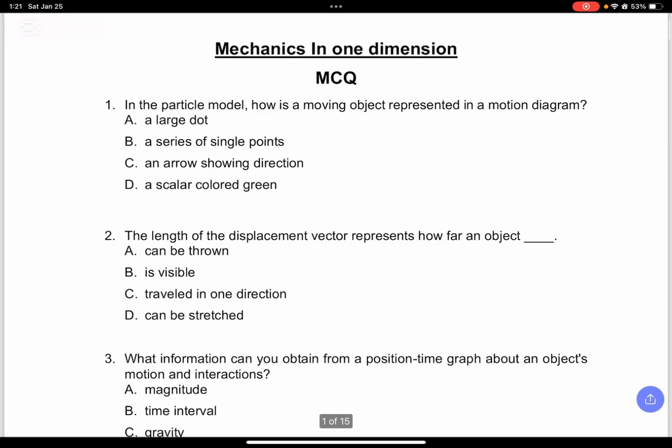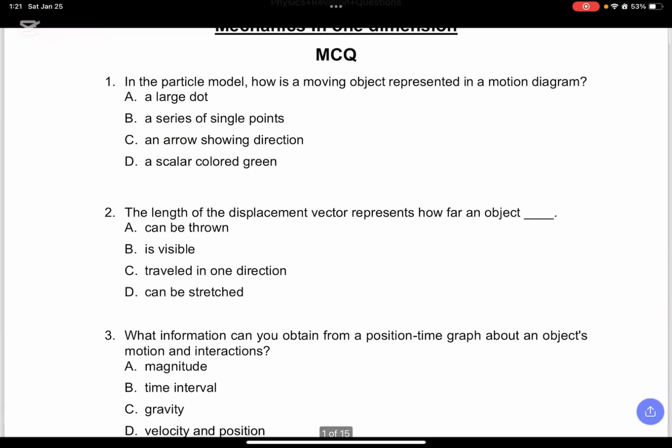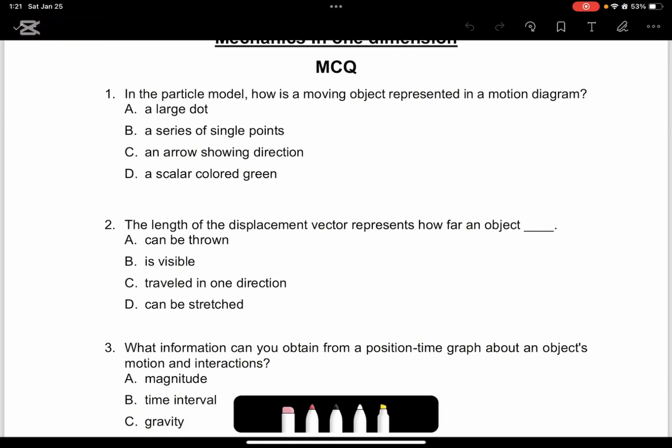Because B says is visible, that's stupid. And A is can be thrown, everything can be thrown, and D can be stretched. These are all obvious. That is wrong. So C is the answer. Let me just draw it. Yup. And here, forgot to do it. Yeah, that's it. Now you go down.